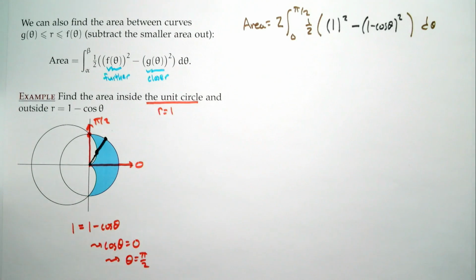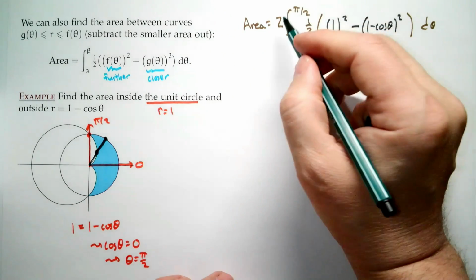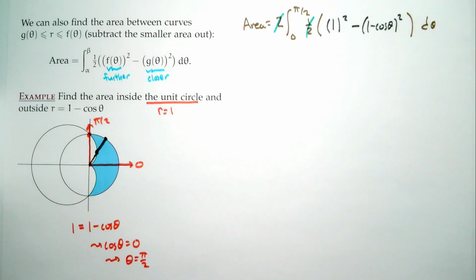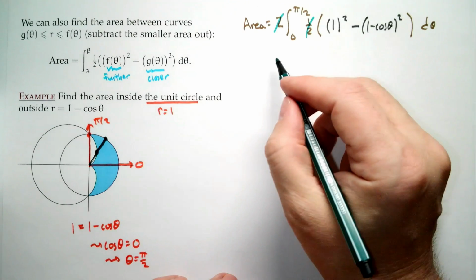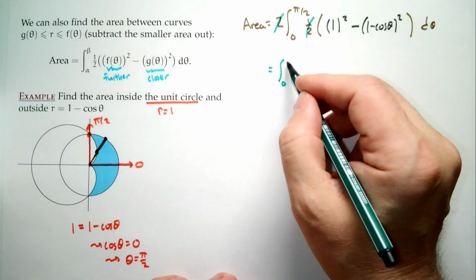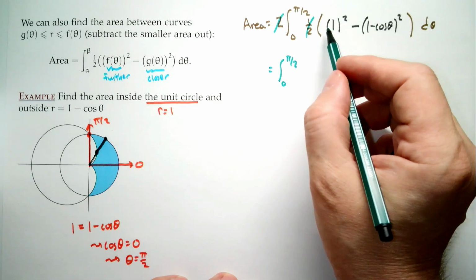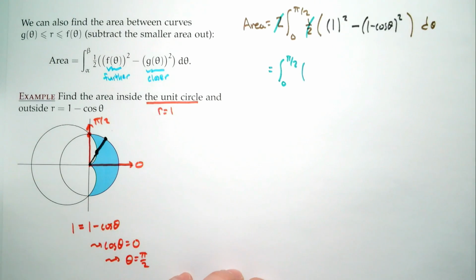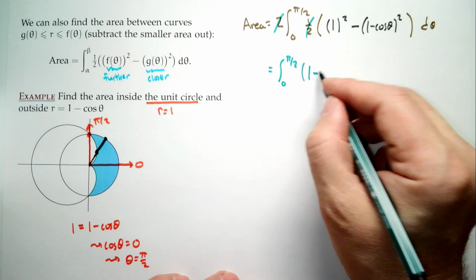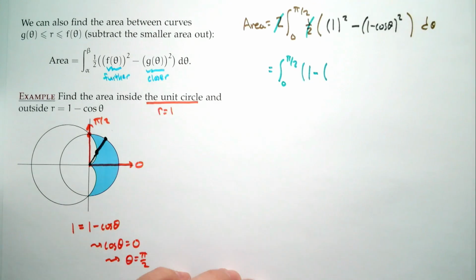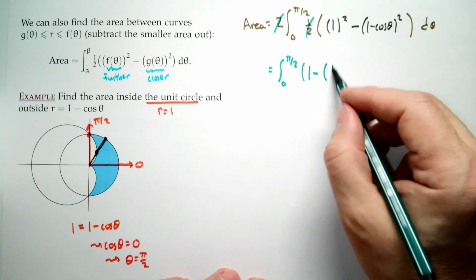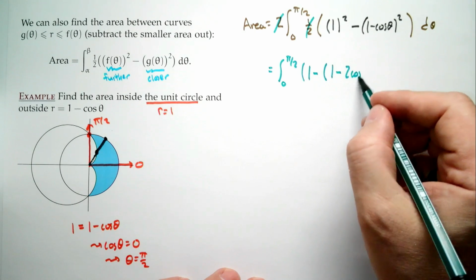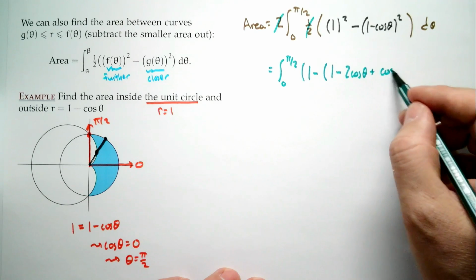And now we're ready to go. Well, nice news. Again, the 2 and the 1/2 cancel. Not everything will be symmetrical, but a lot will. And when you have symmetry, you should use it. Okay, so you have 0 to pi over 2. Well, we should probably square these things. 1 squared becomes? Yeah, that one was easy. Minus, what does 1 minus cosine theta quantity squared become? 1 minus 2 cosine theta plus cosine squared theta.